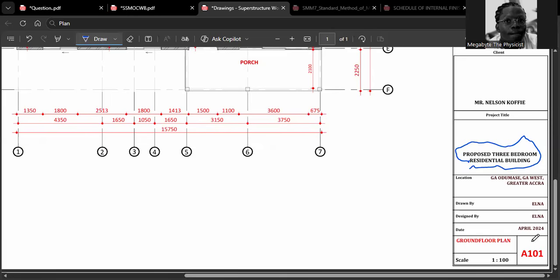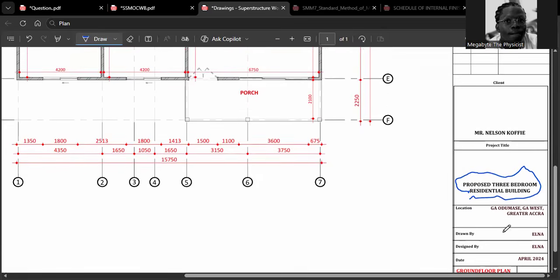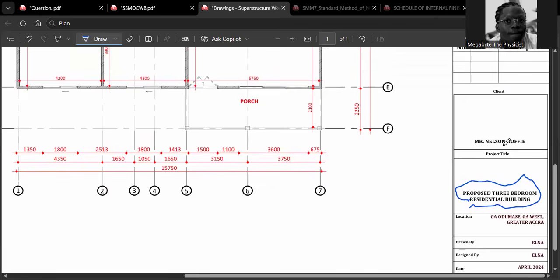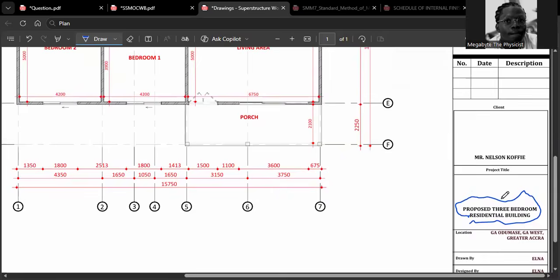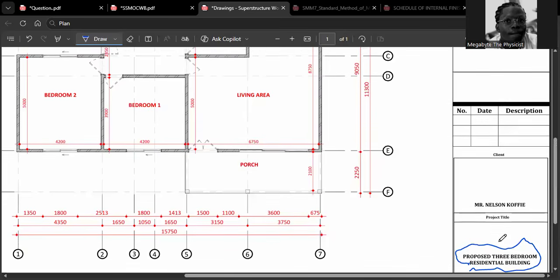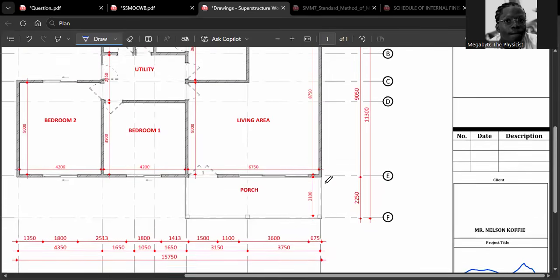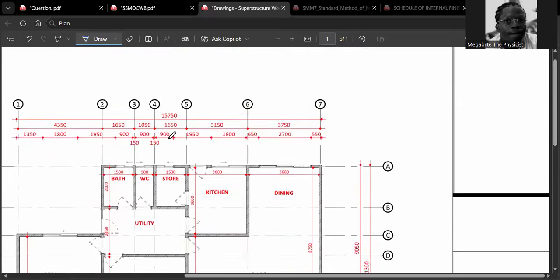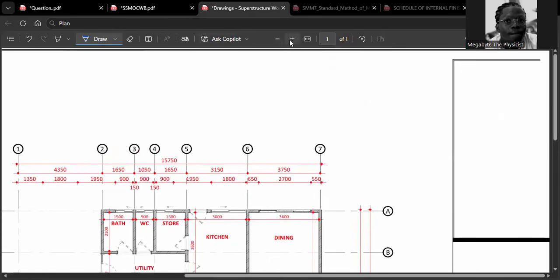The date was in April. So this is the scale. The scale is 1:100. And then this is the ground floor plan as stated over there. So that is it. Proposed 3-bedroom residential building. That is the title. Always make sure to check for a title. So now this is the plan we are having over here. I believe we can all see the plan.